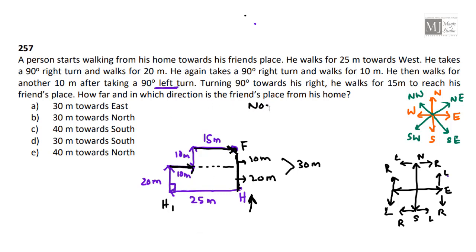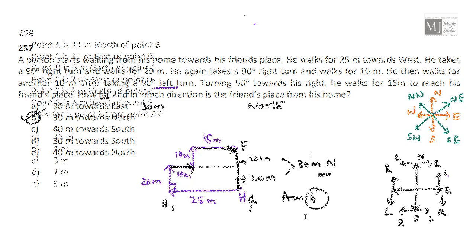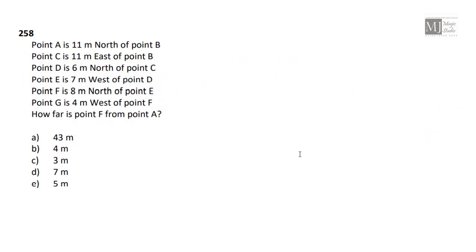So in which direction is the friend's place? North. And how far it is? 30 meter. Answer should be 30 meter north. Option B fits in. Question number 258.